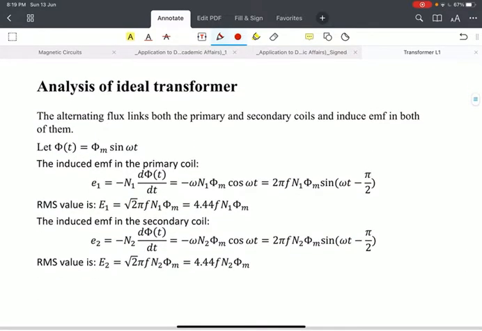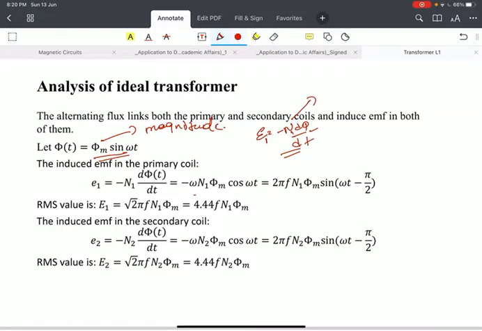So let us say that the alternating flux links both secondary and primary. Let us consider the flux is phi m sin omega t, where phi m is the magnitude of the flux. We know that the induced EMF is e equal to minus N d phi by dt. That is directly proportional to the number of turns in the primary. EMF induced in the primary coil is directly proportional to the number of turns in the primary, and it is also directly proportional to the rate of change of flux. This we have discussed in the previous class. This includes the laws of electromagnetism, Faraday's law and Lenz's law.